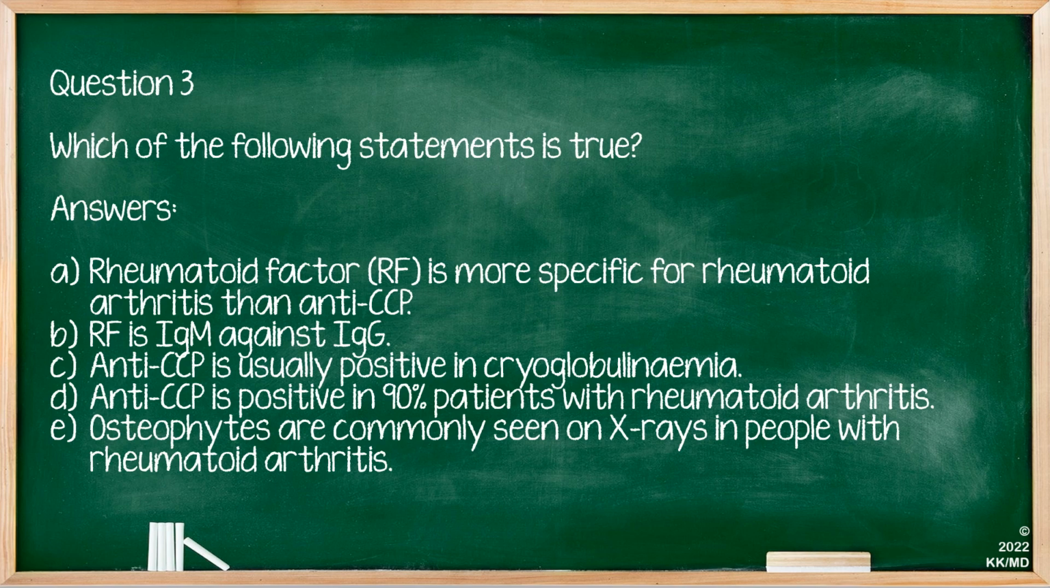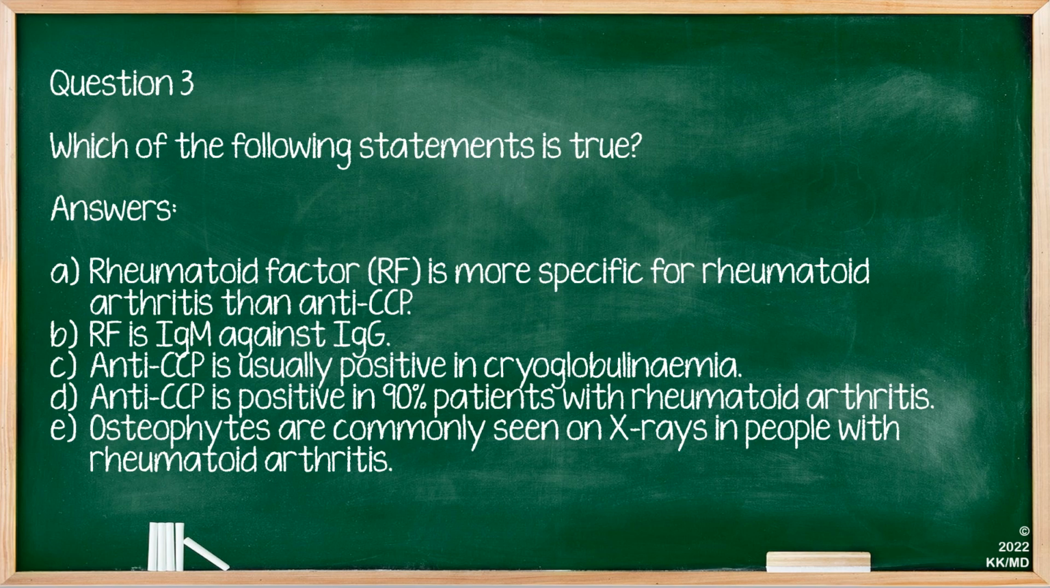And the final question, which of the following statements is true? So these are the choices. Rheumatoid factor is more specific for rheumatoid arthritis than anti-CCP. Rheumatoid factor is IgM against IgG. Anti-CCP is usually positive in cryoglobulinemia. Anti-CCP is positive in 90% of patients with rheumatoid arthritis. And osteophytes are commonly seen on X-rays in people with rheumatoid arthritis.